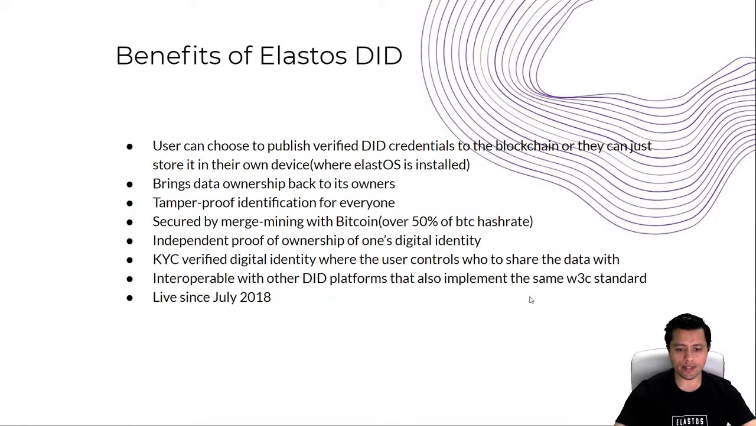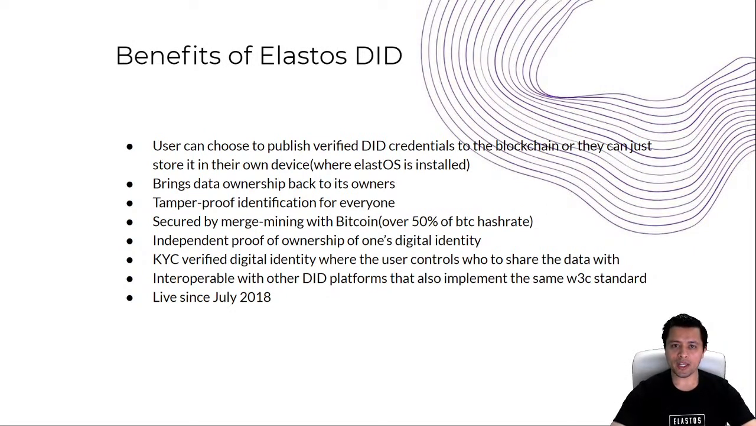Benefits of Elastos DID. A user can choose to publish verified DID credentials to the blockchain, or they can just store them on their own device. Now, this is the number one thing, actually, that you can do. This is especially prevalent inside Elastos, the application that we're going to look at later. The idea is, I don't want to store my actual age on the blockchain. That's fine. You can just get your age verified through some third party, right?